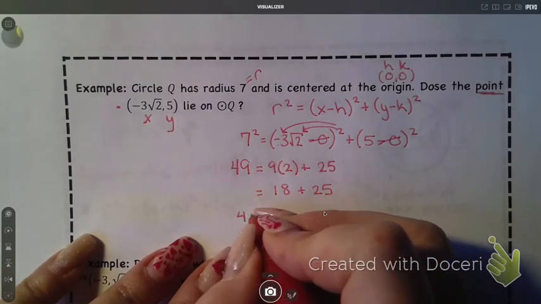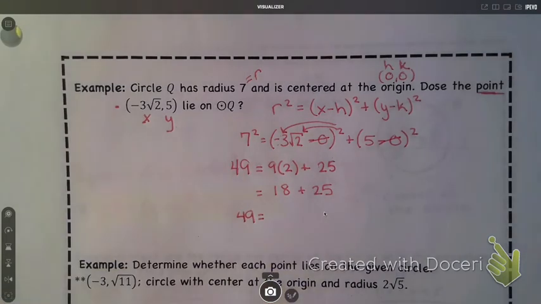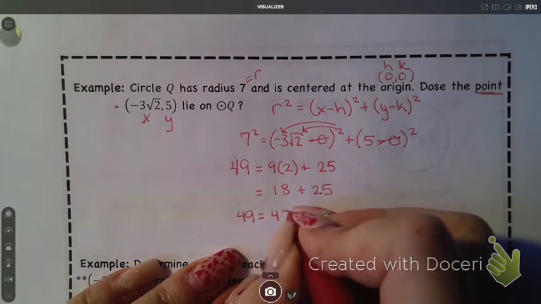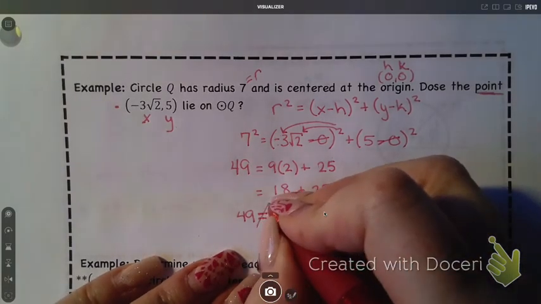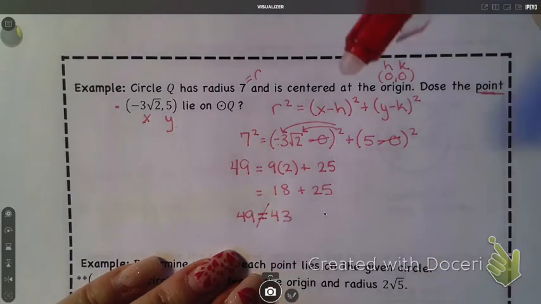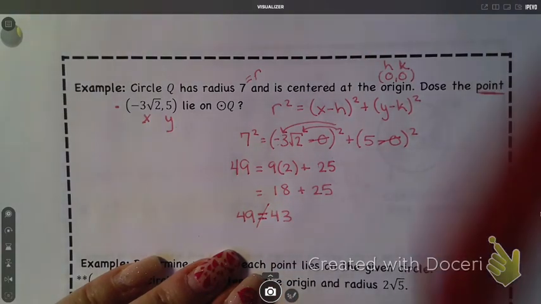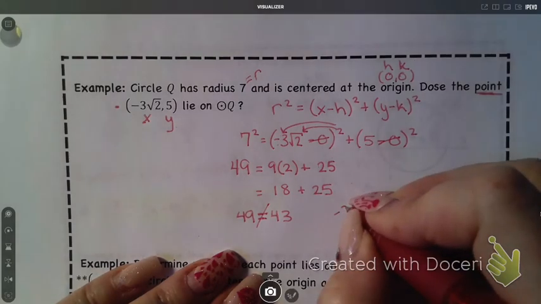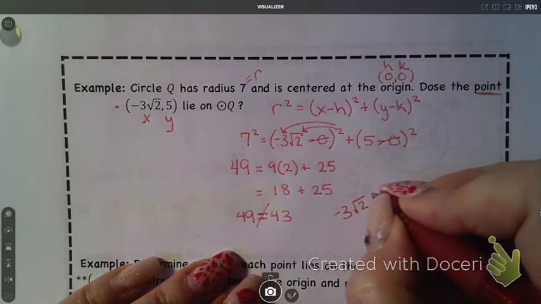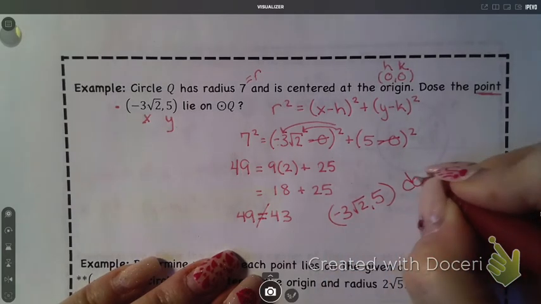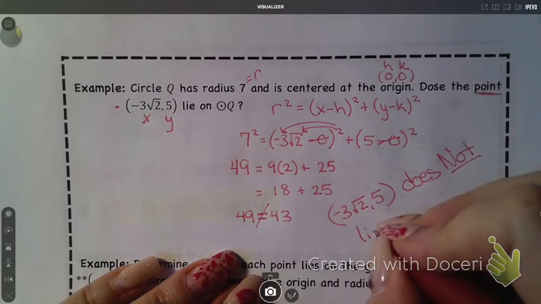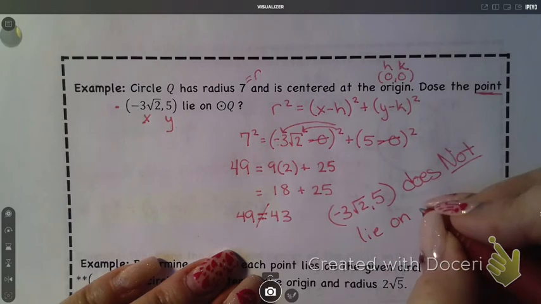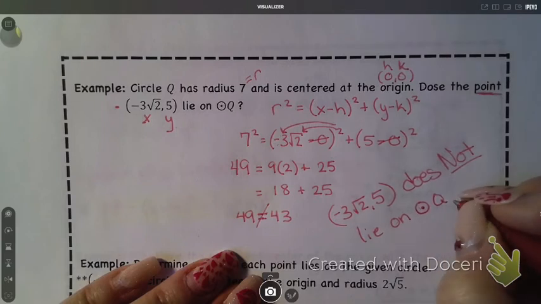The left-hand side, you just keep bringing down that 49 because we didn't change it. 43. You guys agree with Ainsley? Okay, does 49 equal 43? No. Put a not equal, cross it out, and is the point on the circle? No. So, nopers. Negative 3 square root of 2 comma 5 does not lie on circle Q. Looks like an eyeball, doesn't it?